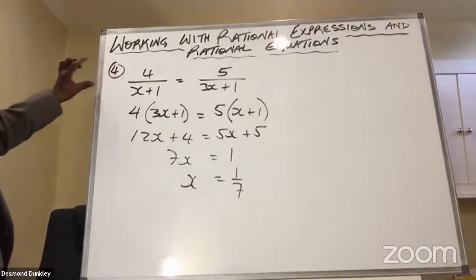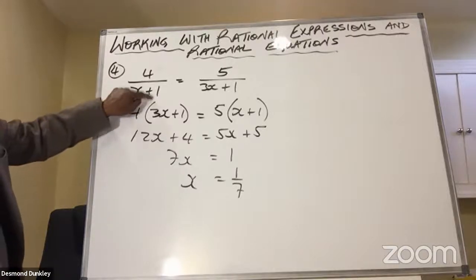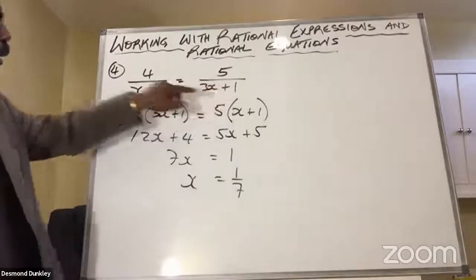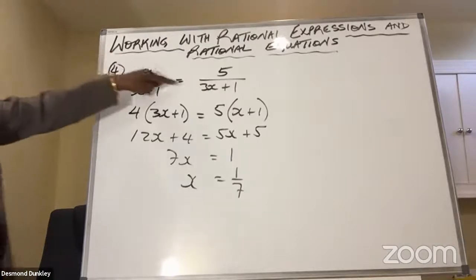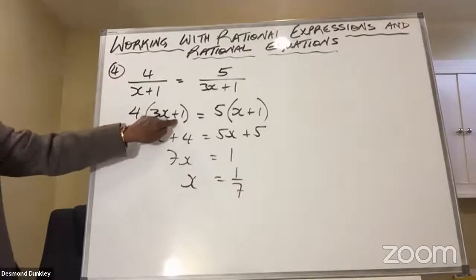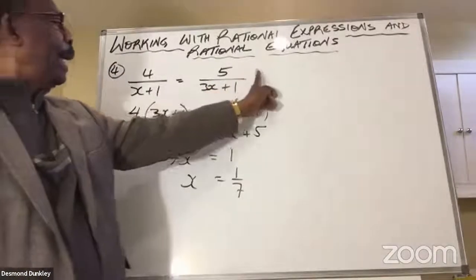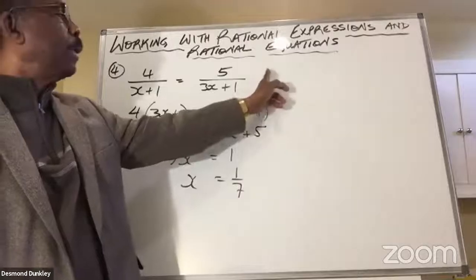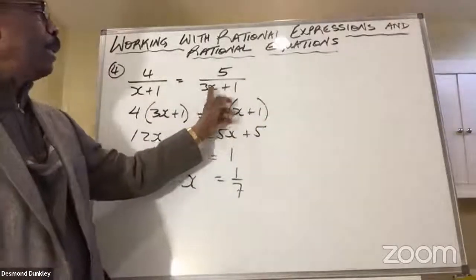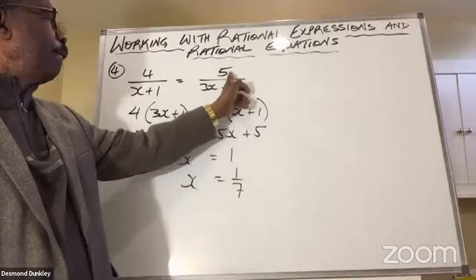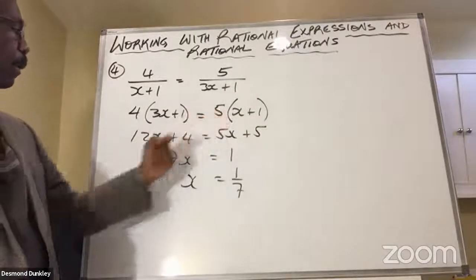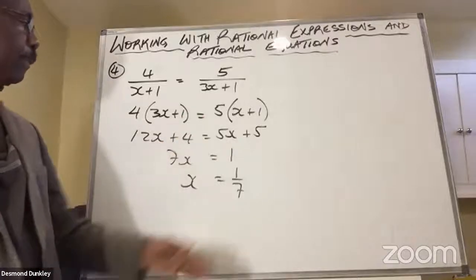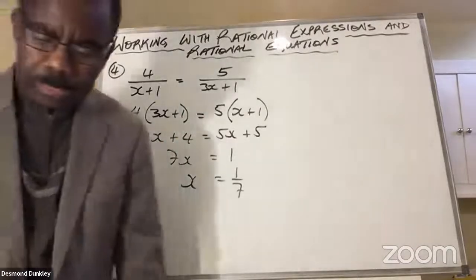I could have said to you, I'm multiplying both sides by x plus 1 times 3x plus 1. When I multiply this side by x plus 1 times 3x plus 1, the x plus 1 cancels the x plus 1. So we're just left with the 3x plus 1. There it is. When I multiply this side by x plus 1 times 3x plus 1, 3x plus 1 cancels 3x plus 1. I'm just left with 5 times x plus 1. Then I distribute, and then I combine like terms, and there it is. Let's do another one.